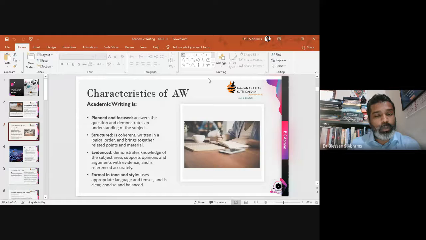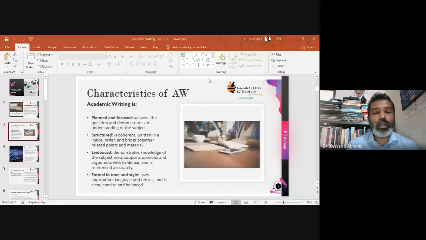We will go into a deeper analysis of the different structures of sentences, paragraphs, and the essentials of sentences and paragraphs in the later slides. So the structure is very important.